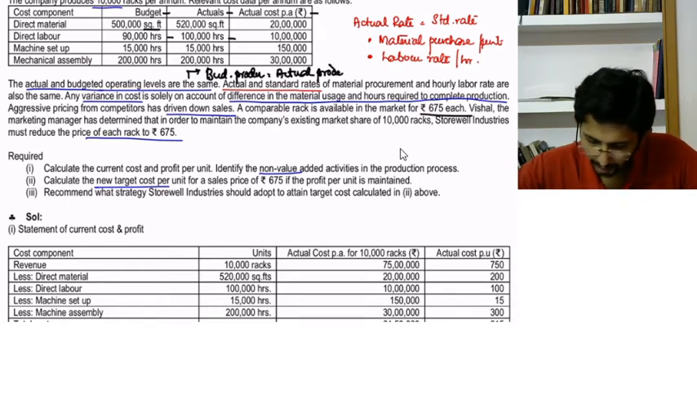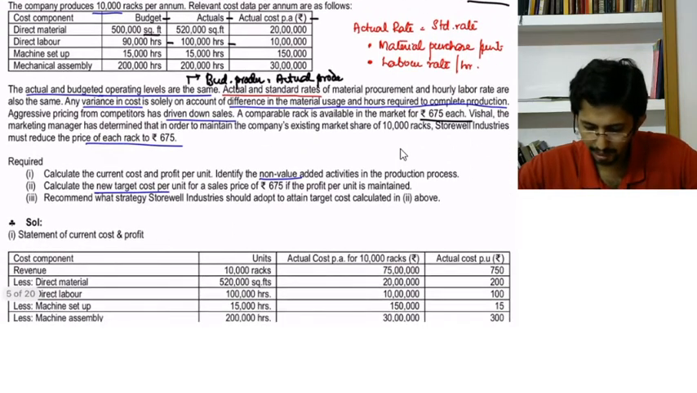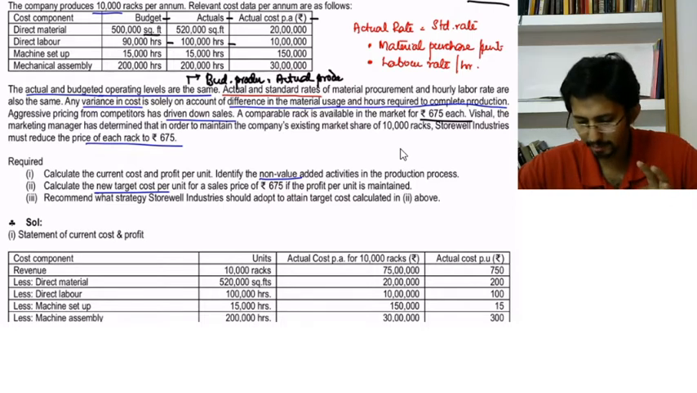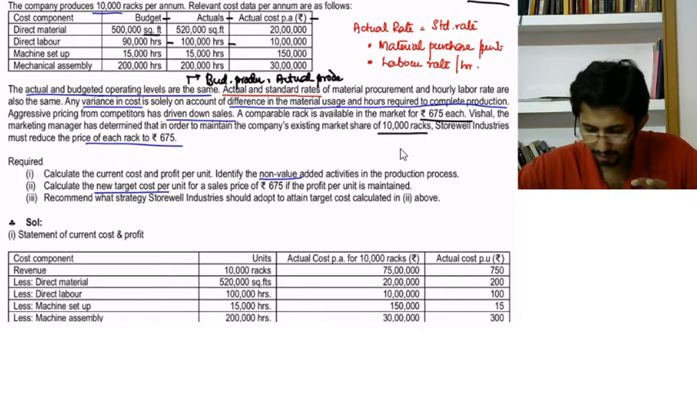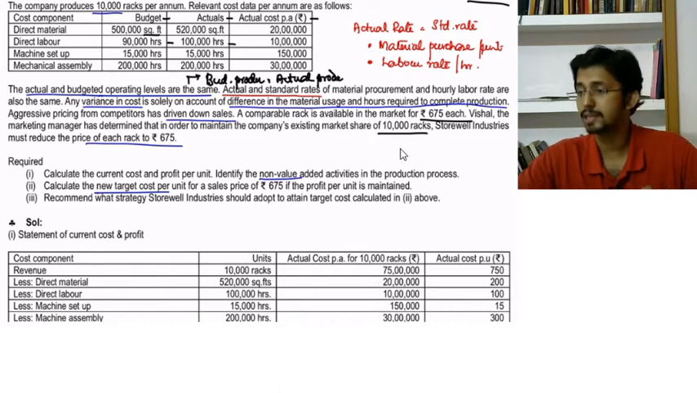This rack is sold at 750 per unit. Am I right? 750 per unit. Whereas a comparable rack is available in the market at a rate of rupees 675. Vishal, the marketing manager, has determined that in order to maintain the company's existing market share of 10,000 racks, Stowell Industries must reduce the price of each rack to 675.